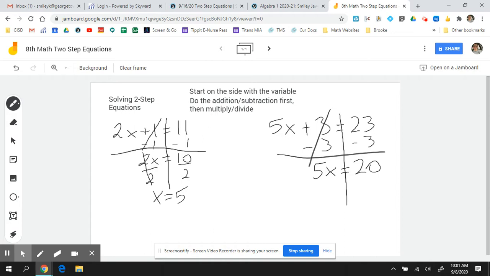And 5 and x are multiplying anytime they're right beside each other. So 5 times x, we're going to divide because that's the opposite of multiplying. And x is equal to 4. 20 divided by 5 will give you 4.